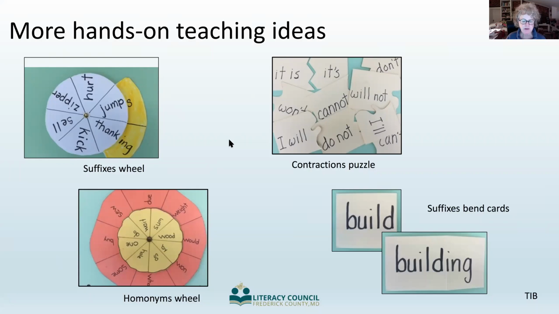You can make the center circle prefixes, and the outer circle words you can add a prefix to. So pre would be in the middle, and then you'd have a lot of different words that you can put pre in front of around the outside. And you can probably see, that's just a little brass brad in the middle there. So it's easy to make, and to be honest, I meant to make one for tonight to show you online, and I completely forgot.